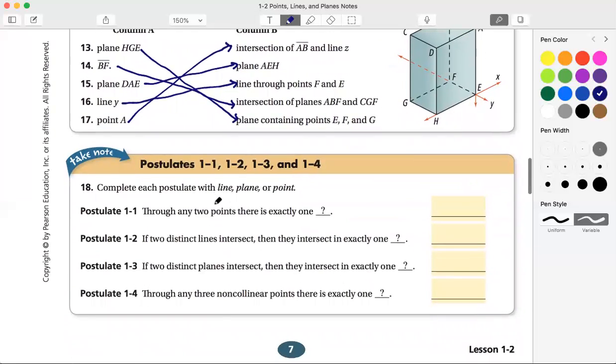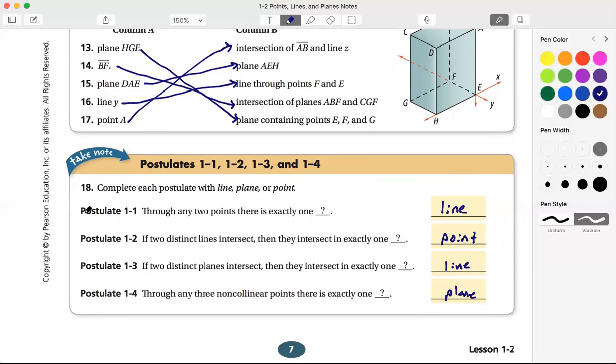All right, so complete each postulate with the word line, plane, or point. So postulate 1-1, through any 2 points, there exists exactly 1 line. Postulate 1-2, if two distinct lines intersect, they intersect in exactly one point. Postulate 1-3, if two distinct planes intersect, then they intersect in exactly one line. And postulate 1-4, through any three non-collinear points, there is exactly one plane.